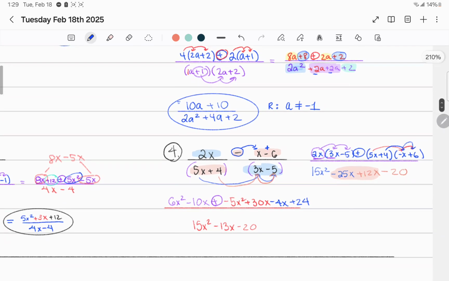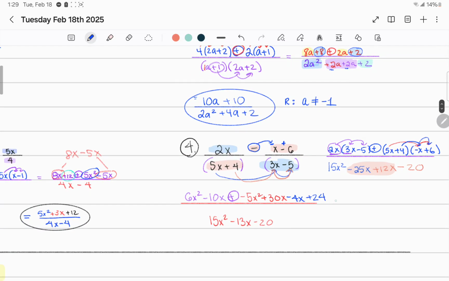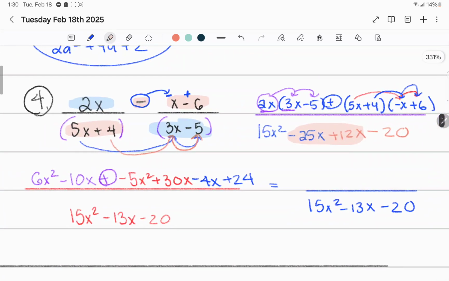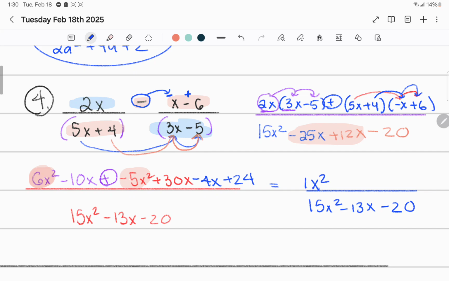Okay, so the final step is to simplify by adding like terms. So the bottom's already done. 15x squared, 13x minus 20. Okay, so at the top we have a few things, so let's kind of place everything together. So we have x squared. So that would be 6 minus 5. That gives us a positive 1 x squared. Remember we don't put the 1, it's invisible.